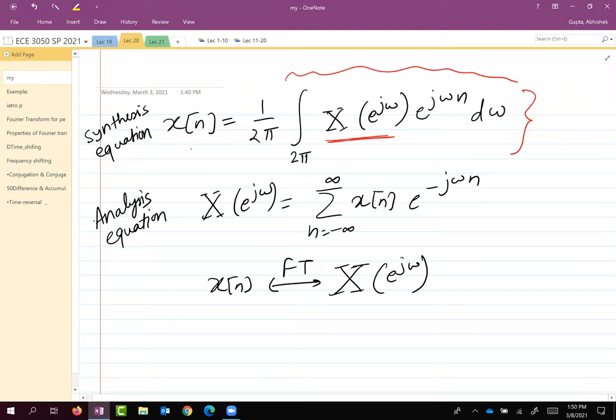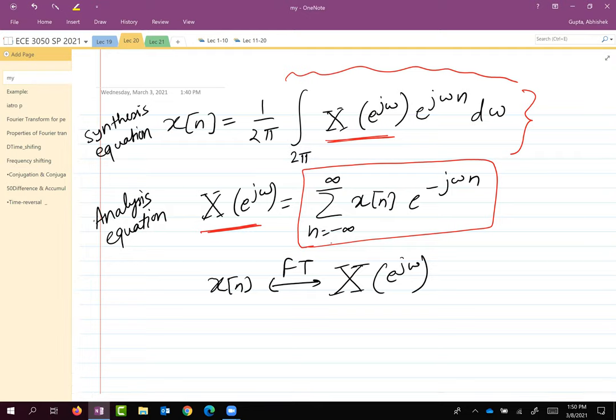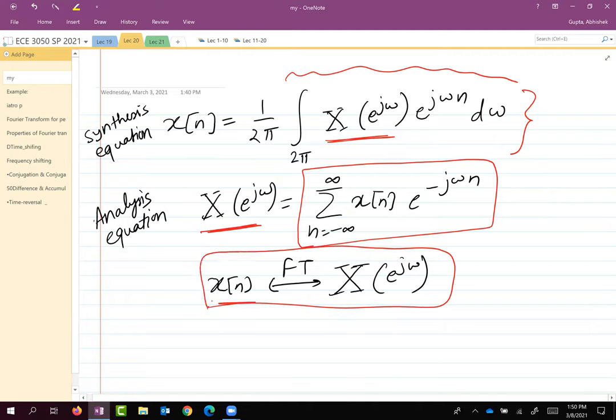And if you want to compute the Fourier transform, then you just have to take this infinite sum. Based on this infinite sum, you will get the Fourier transform for the aperiodic signal. And this is denoted by this notation: x of n with a double arrow with FT on top, X of e raised to j omega. That's the Fourier transform notation, okay?